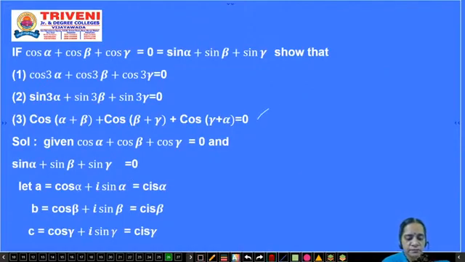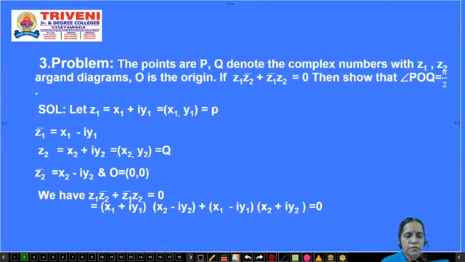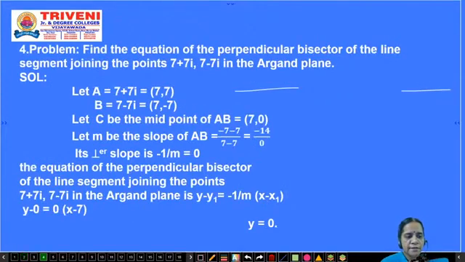Okay, and then in today's class we have to learn the value of z1 z2 bar plus z1 bar z2 is equal to 0. Then we have to prove that angle POQ is equal to 0. And the next problem is they have given the two values, that is z A comma B. Then we have to write the equation of the perpendicular bisector of the line. First we have to find the midpoint of AB and the slope of AB. Then we have to write it in the equation form.